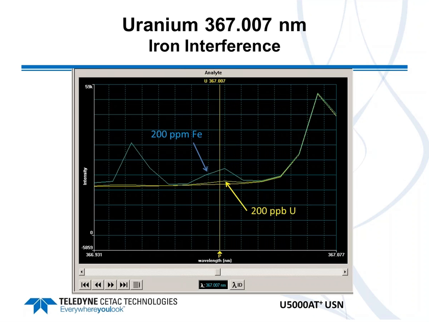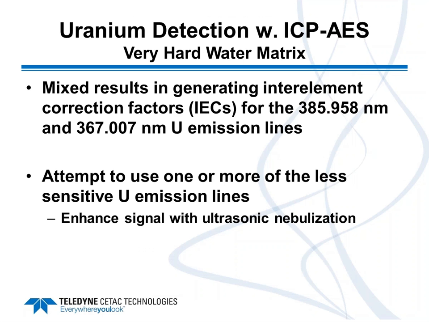So the next course was, well, could we generate any inter-element correction factors to use the most sensitive wavelengths at 385 and 367 to measure the uranium? And we got mixed results. We couldn't really get consistent readbacks of the standards that we had prepared. So the next step was to attempt to use one or more of the less sensitive uranium emission lines with the hope that we could enhance the signal with ultrasonic nebulization.